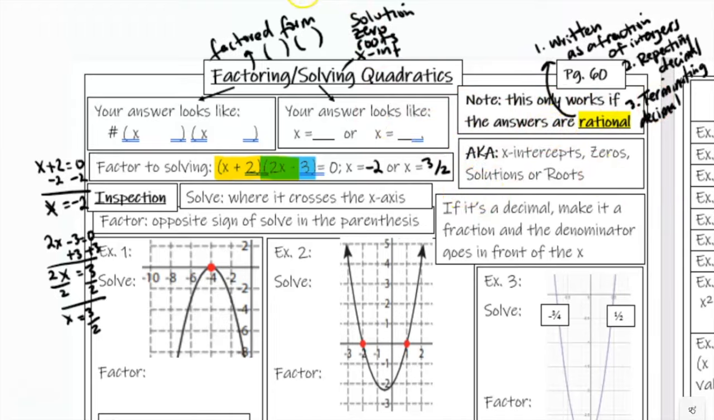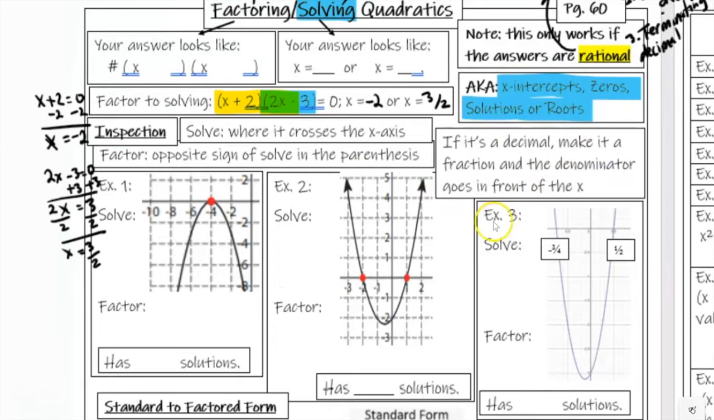So again, I've written it here for you. Solutions is x-intercepts, zeros, roots, or solutions. 4 different ways of saying the exact same thing. That's when you're solving. And factored is when you have 2 parentheses. Okay. All right. So a couple of things. If it's a decimal, make it a fraction, and the denominator goes in front of the x. And I'm going to show you what that means in just a second.